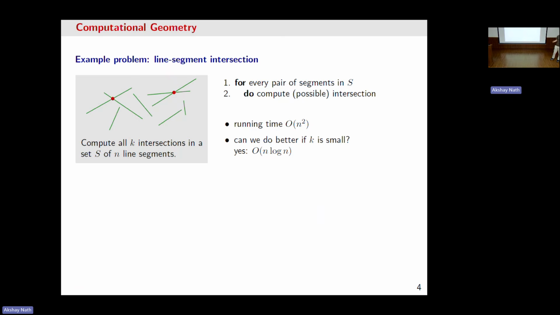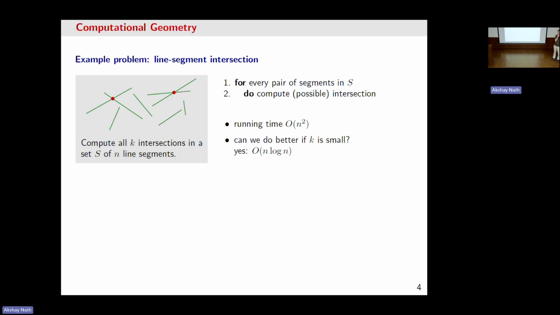And can we do better? Well, in general, no, because it could be that all of them intersect. And if you want to report all the intersections, that would take n squared time. But in many cases, in practice, the number of intersections is smaller, let's say only linear. And then there are tools to do that in n log n time. I guess the plane sweep algorithm that many of you have seen.